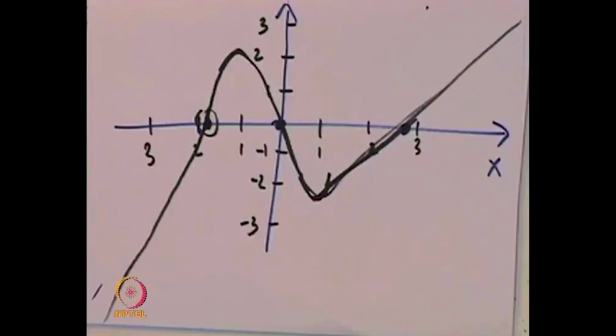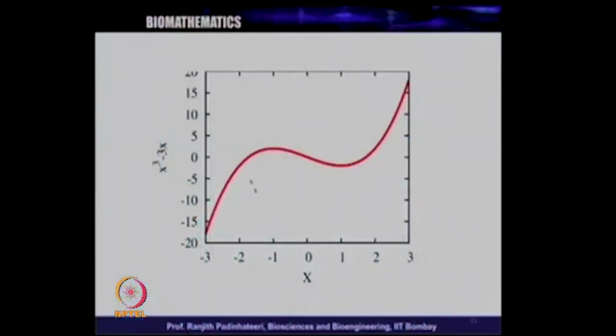So, knowing this much, we could just join together, and the function will look like this. So, this is how the function looks. There is a maximum, there is a minimum, and it should look like this. So, this is how you schematically plot a function. This is one example where you schematically plot a function.